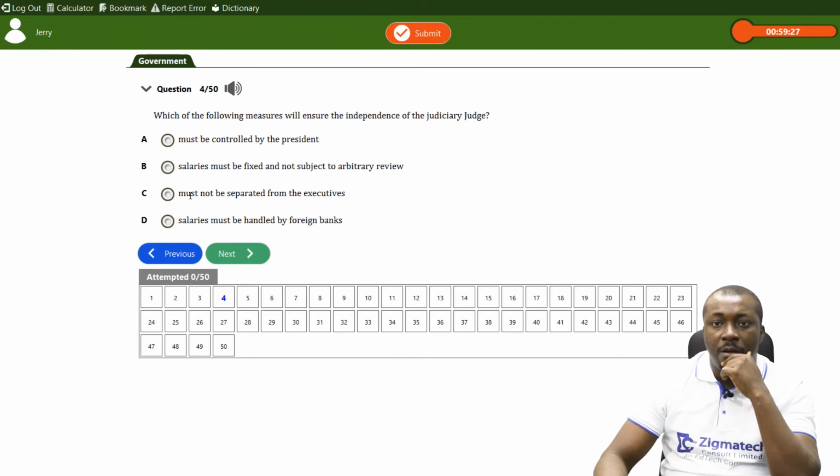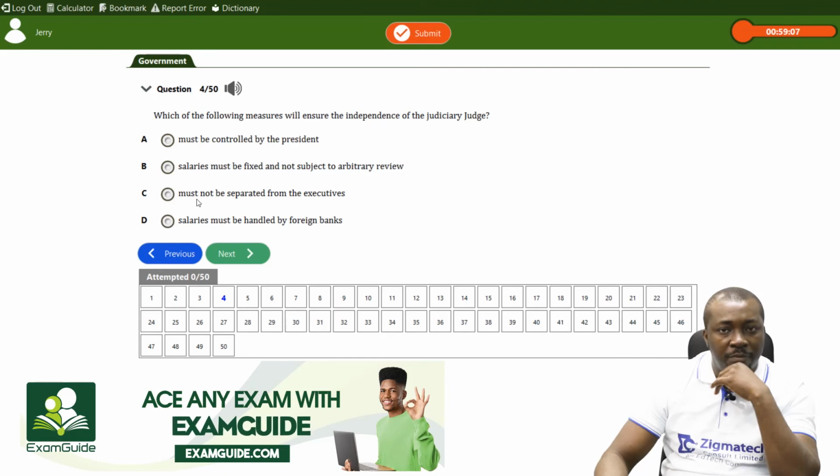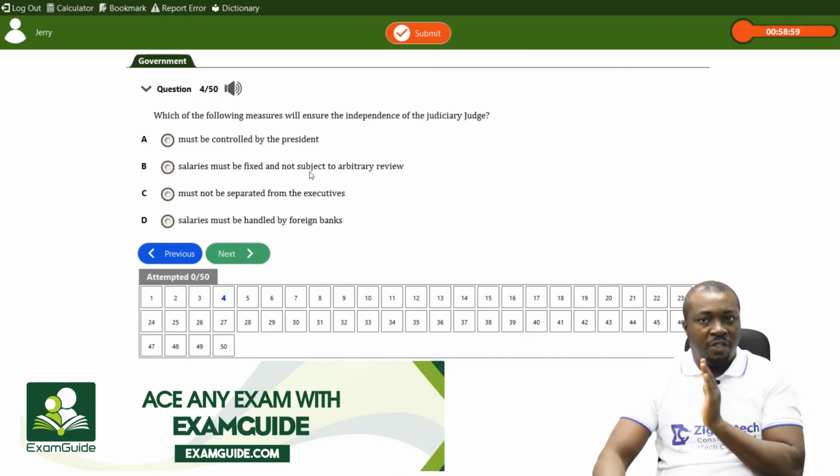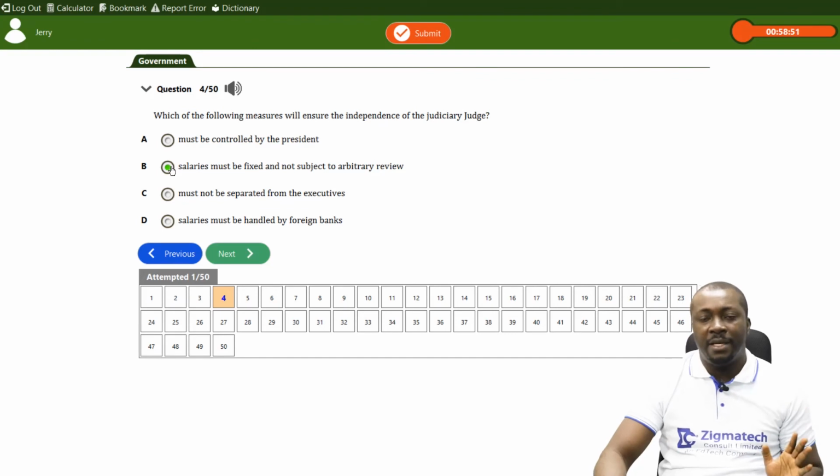Let's look at this one. Must be separate from the executive. Salaries must be handled by foreign banks. No, we are talking about a sovereign state. And when we say salaries must be fixed and not subject to arbitrary review, no, they must not be separated from the executive. Of course, we need them to be separated from the executive. Then their salaries need to be fixed and should not be subject to arbitrary review by any other body. So this is the answer. This will promote their independence.